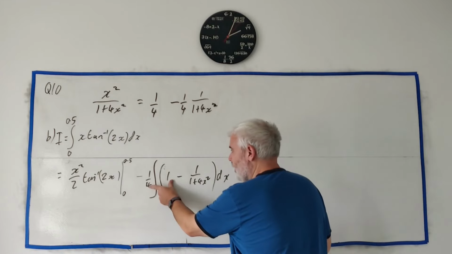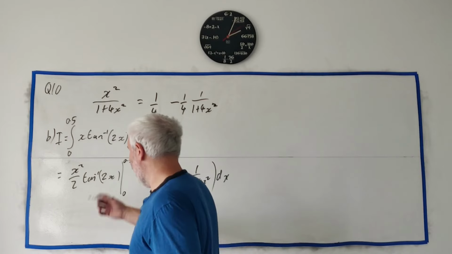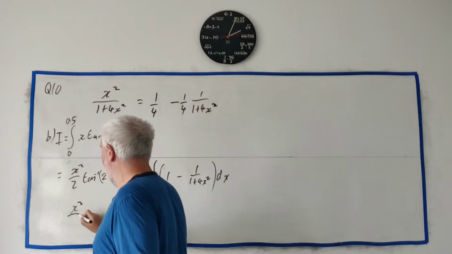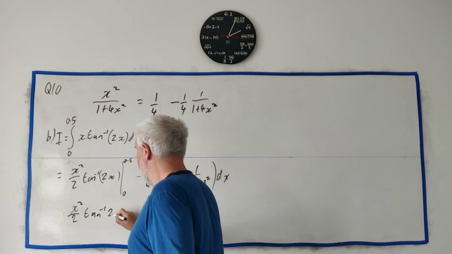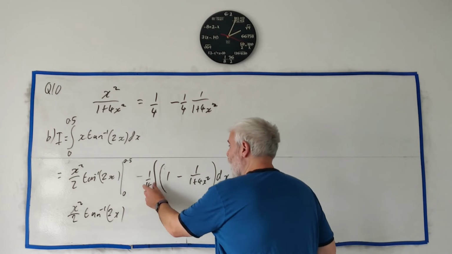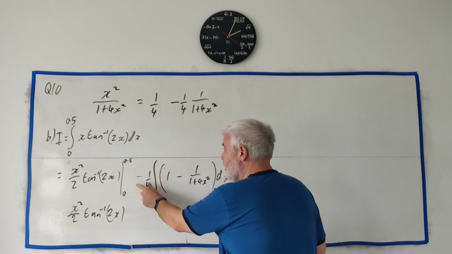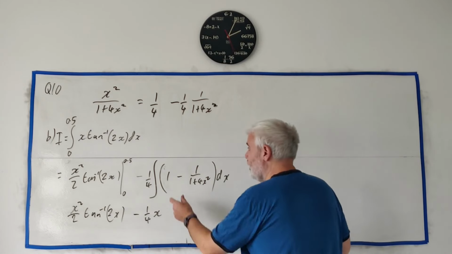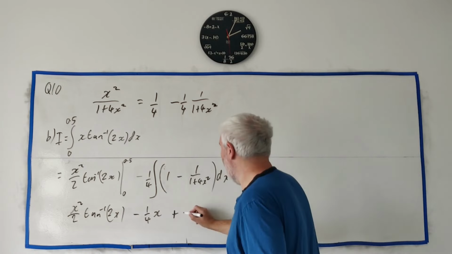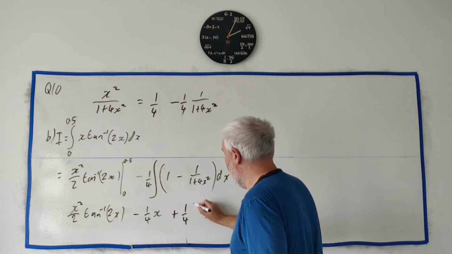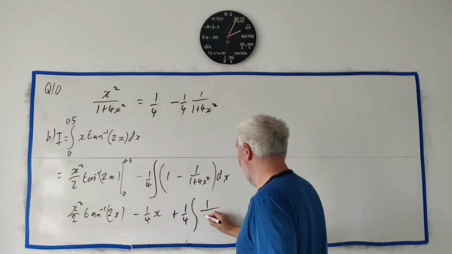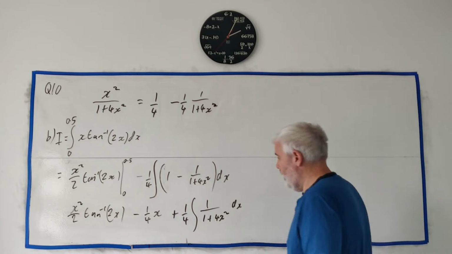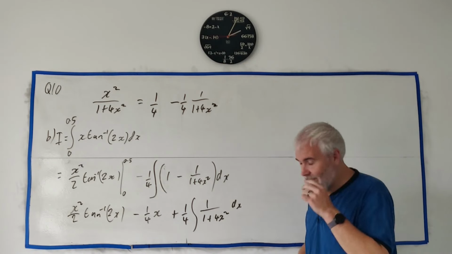First of all, two integrals. The first one's not too bad. I'm just going to have to write this loads of times, I guess. X squared over 2 inverse tangent 2x. The integral of 1 is just x. So this becomes minus a quarter x. Then the next integral is minus by minus, so that's a plus. There's still a quarter here. And we have the integral of 1 over 1 plus 4x squared dx here.